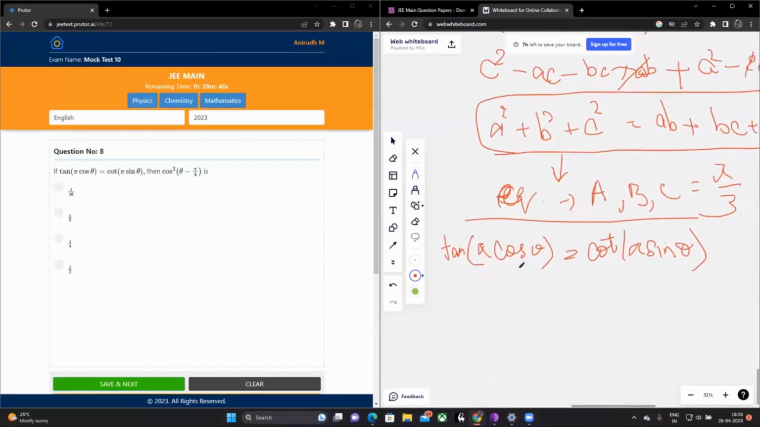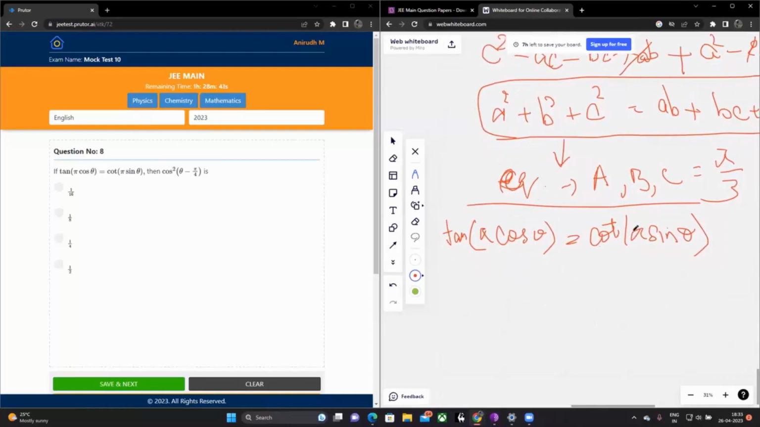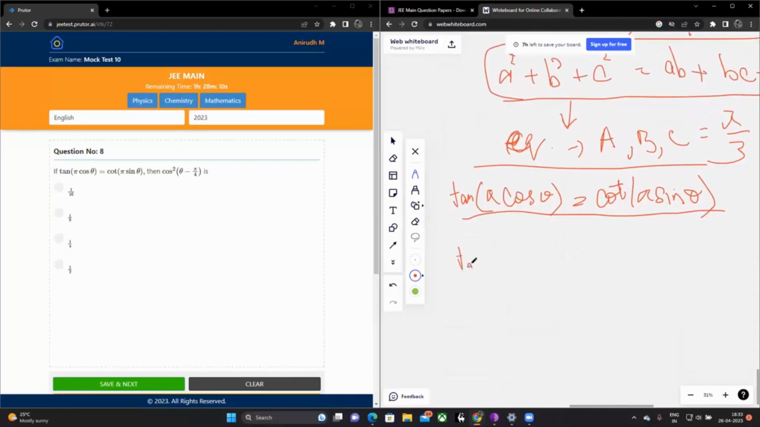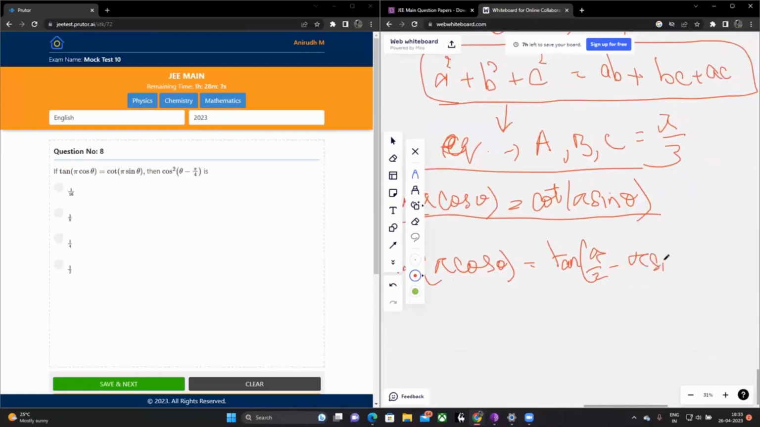Now, you should all know the relations between tan and cot, which is basically an inverse relation, that is tan is 1 by cot, as well as the relation that tan x is cot of pi by 2 minus x, right? You should all know these relations. So this gives you that tan of pi cos theta is tan of pi by 2 minus pi sin theta.